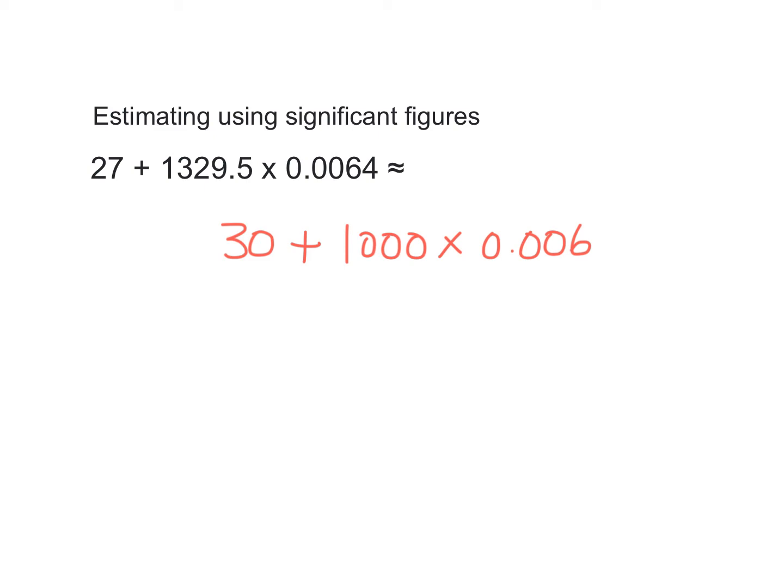So to sort this sum out, I would say my 30 stays the same, so it would be 30 plus, and I know that 1000 multiplied by 0.006 is going to give me 6. So therefore 30 plus 6 gives me 36, and that would be my answer.